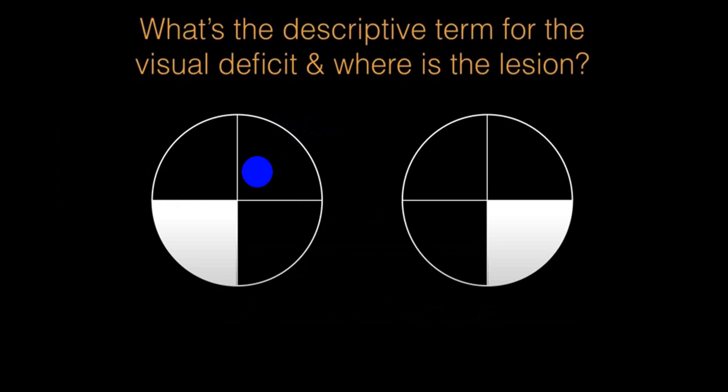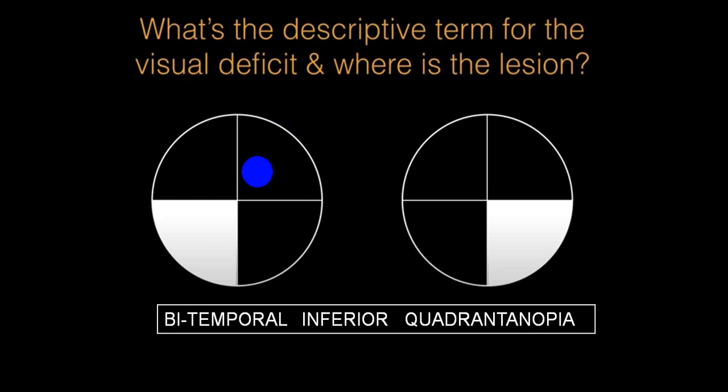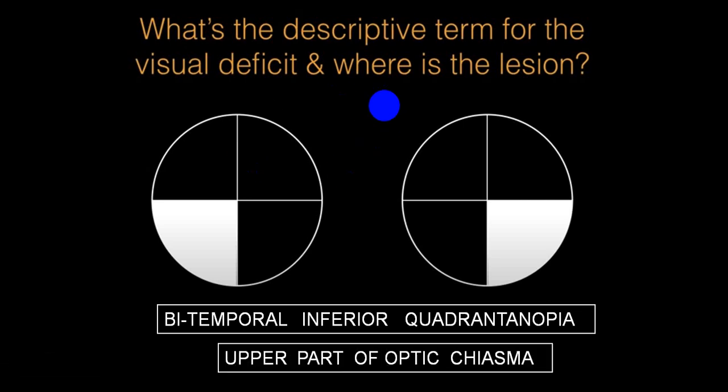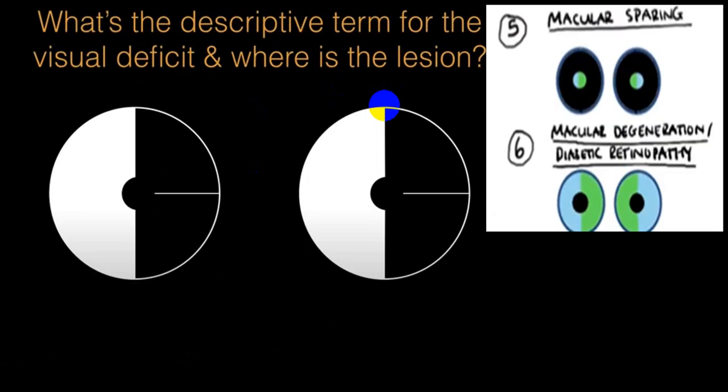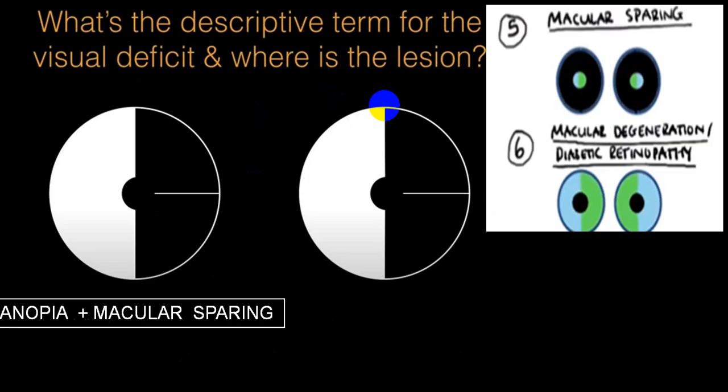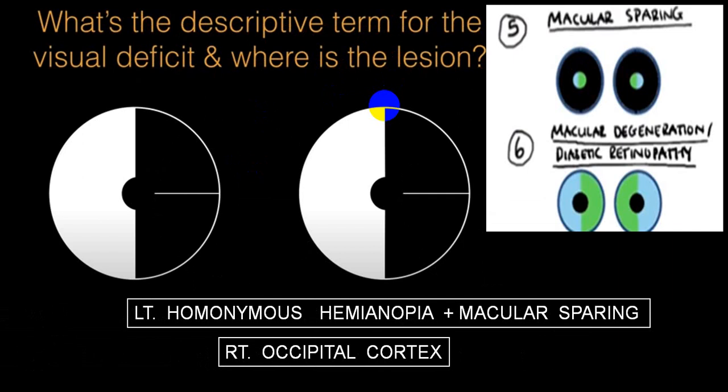This is lower quadrantic gone. Bitemporal inferior quadrantic hemianopia. So when you get inferior, superior fibers are gone, so it affects the upper part of the optic chiasma. This is macular sparing. Typical macular sparing.